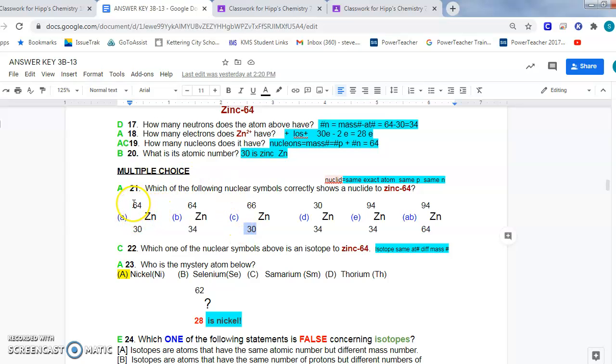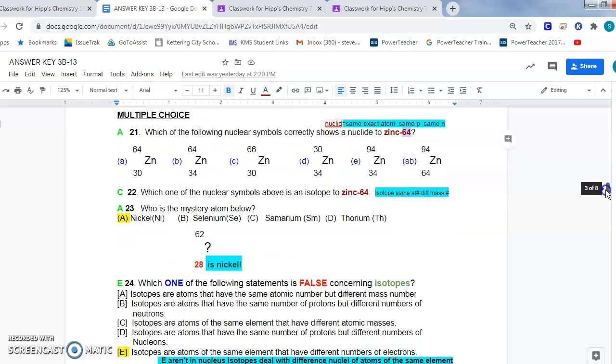Letter A, we already learned, is exact same atom as zinc 64. So that was a nuclide. Hopefully letter C then will be the isotope. Isotopes have same atomic number. In other words, same number of protons, but there's a different mass number. The mass number on this one is 66. The mass number on zinc 64 is 64. So letter C is the isotope.